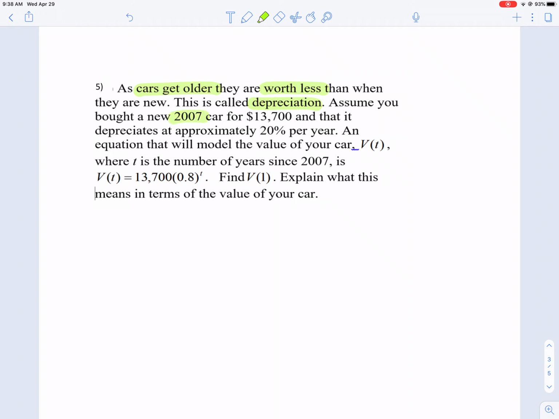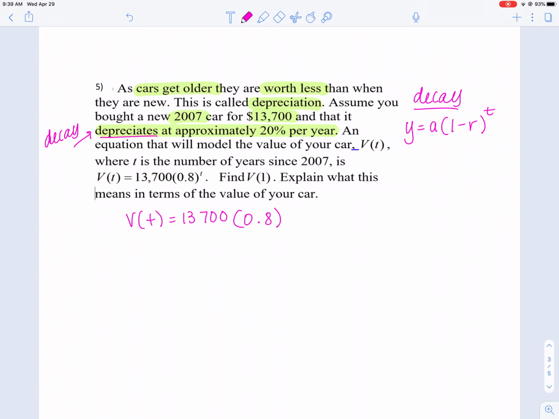Assuming you bought a car in 2007 for $13,700 and it depreciates at 20% per year. So let's just talk about depreciation. This is a really important word. Depreciation is another word for decay, okay? So this is a decay question, which means you got to be thinking about y equals a times 1 minus the rate to the t, okay? So it says an equation that will be modeled by this. V of t equals 13,700 times 0.8 to the t.